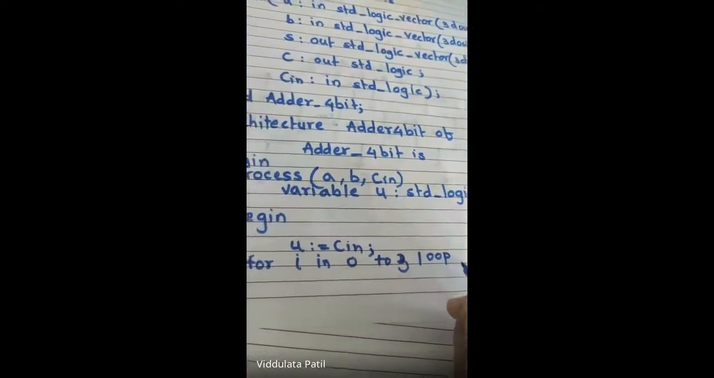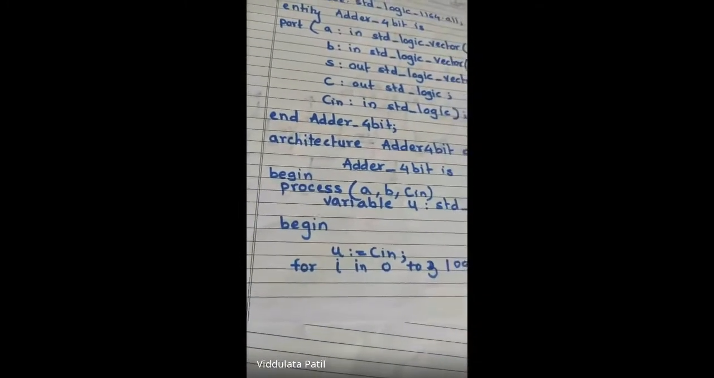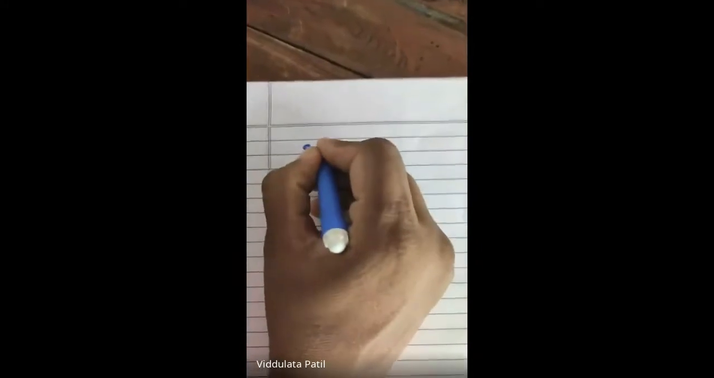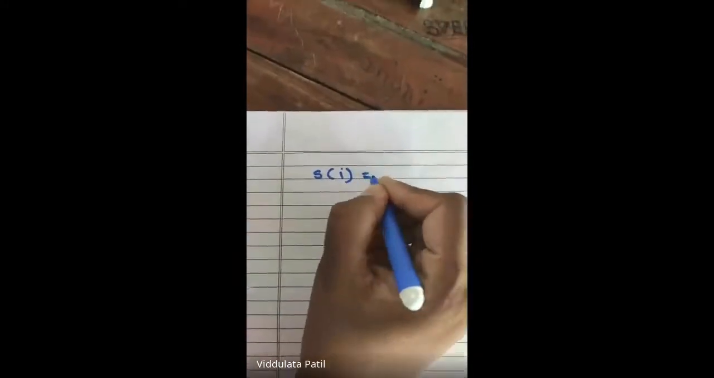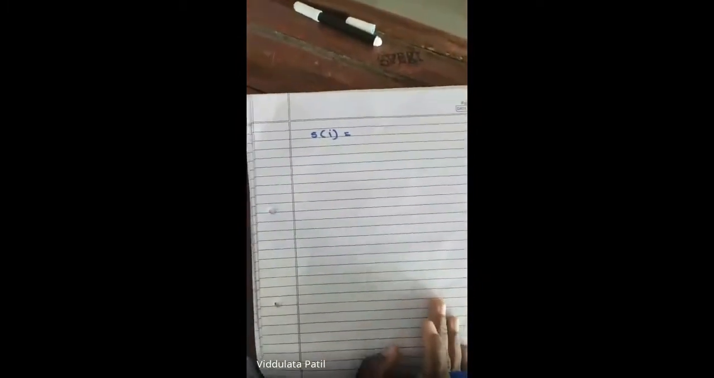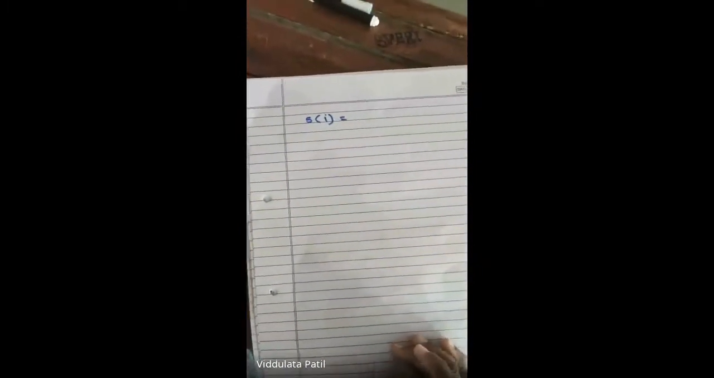Okay, so now we have to write the expression for the sum. So now sum of I is equal to, now whenever we are considering full adder circuitry, what is sum? What is the expression for sum?